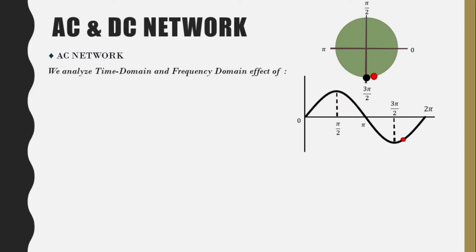Here you can observe that the black dot crosses the red dot exactly at pi by 2 and at 3 pi by 2, which represents that it is the maximum value at pi by 2 and the negative maximum value at 3 pi by 2, and it is 0 at 0 and pi degrees.